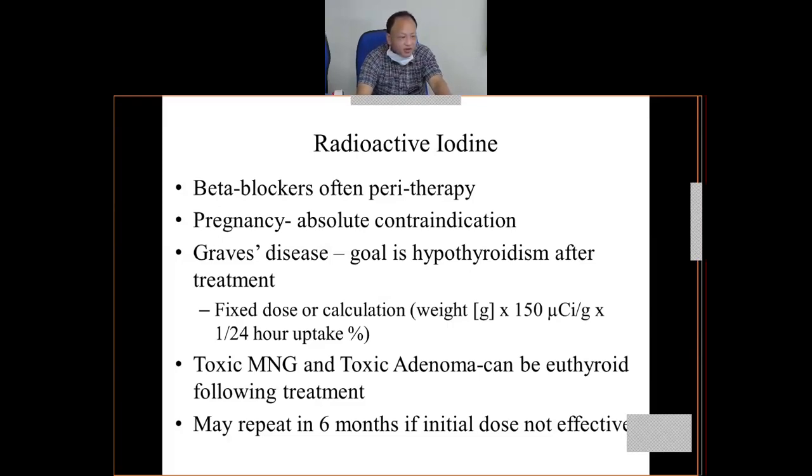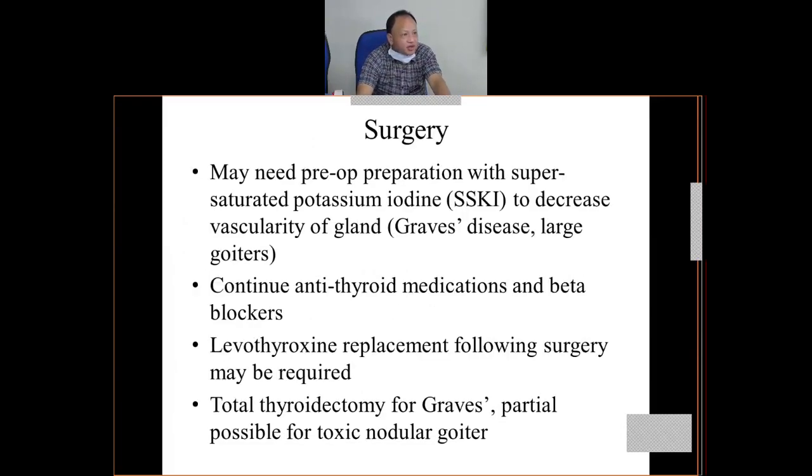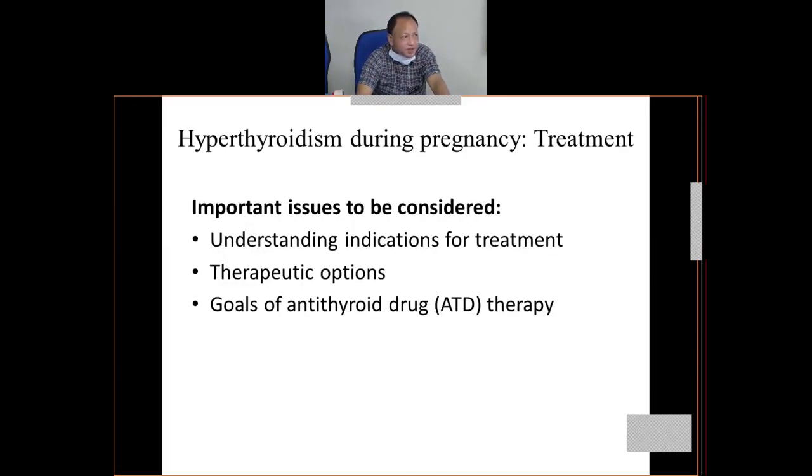Surgery. May need preoperative treatment with supersaturated potassium iodide, which is usually done in surgery, to decrease the vascularity of the gland. Continue antithyroid medications and beta blocker. Levothyroxine replacement following surgery may be required, especially in case of total thyroidectomy. Total thyroidectomy for Graves, partial is possible for toxic nodular goiter.